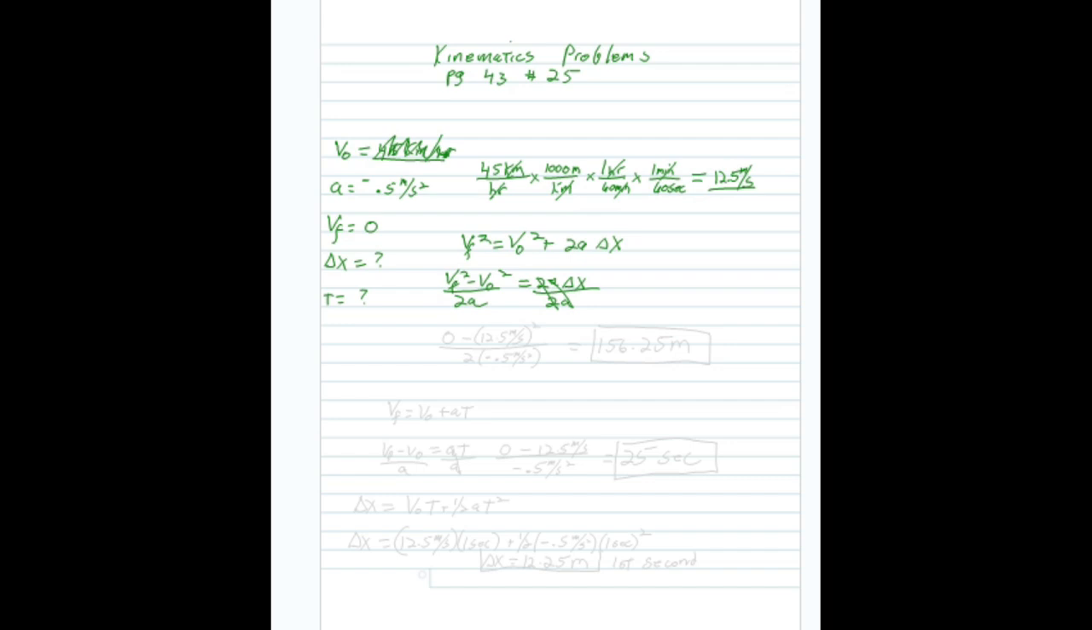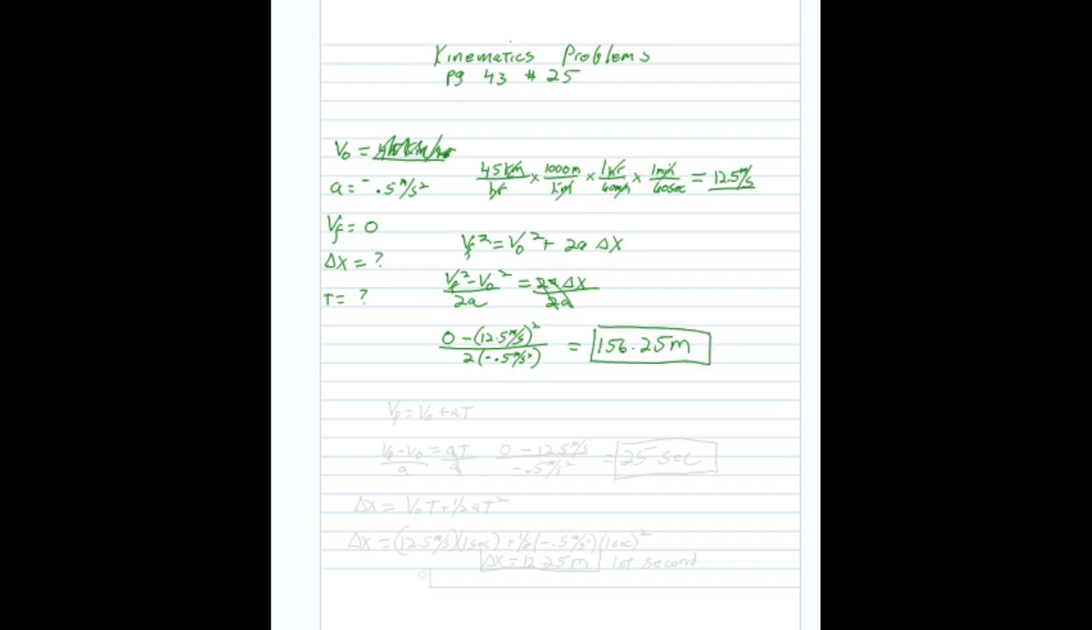Okay, VF we know is 0. VO is 12.5 meters per second. Remember, you have to square that. Divided by 2 times the acceleration, which is negative 0.5 meters per second squared. Okay, so we're going to do divided by 1. You get 156.25 meters. That's how far it takes the car to stop.